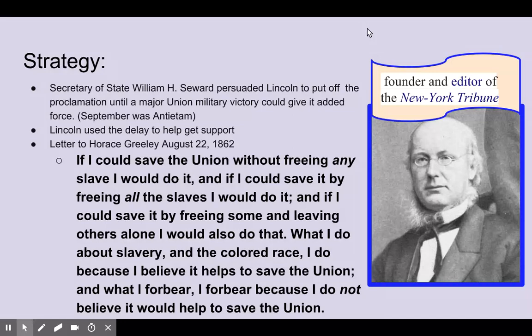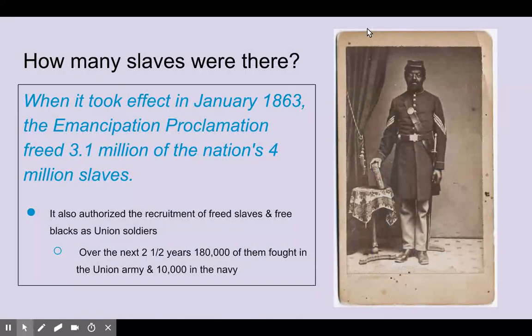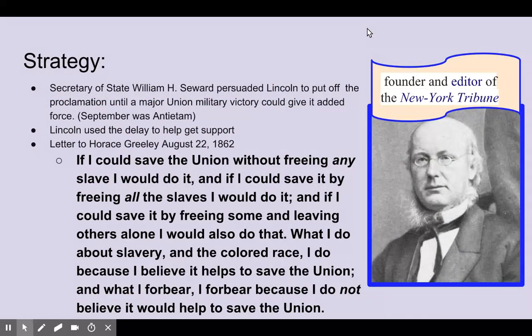And, there we go. I guess that's all I wrote here. I thought I had another thing on it. But anyway, you see the effect it does ultimately have. You see some of the influences behind it. And eventually the 13th Amendment is what frees all the slaves under the government forever. This is a big turning point in the war.